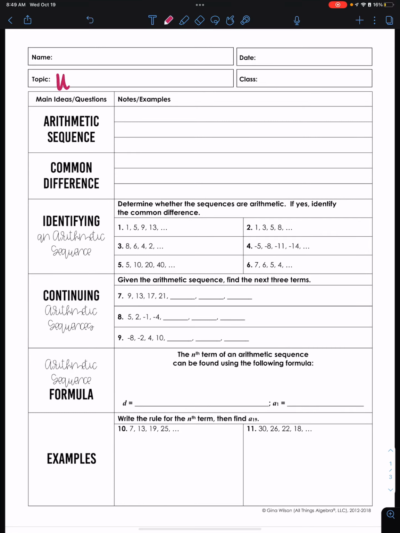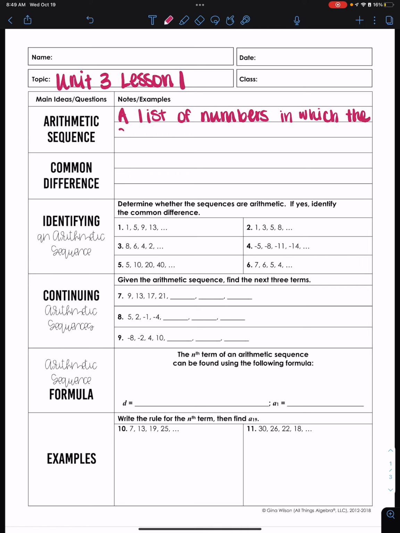So this is Unit 3, Lesson 1, over arithmetic sequences. So an arithmetic sequence is just a list of numbers in which the difference between any two consecutive terms is constant.